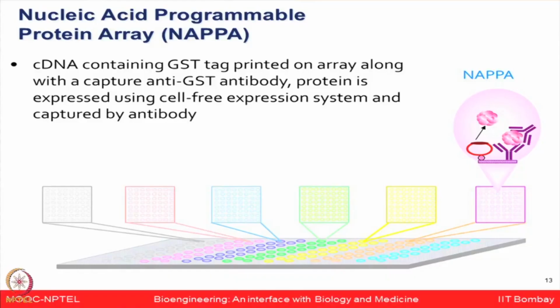So, people have taken, let us say, the cDNA containing the gene of interest, from which you want to make protein, and an approach which is known as NAPA, nucleic acid programmable protein array, has been used, where a capture antibody is immobilized along with your DNA or the gene of interest. Now, let us say your gene of interest contains a GST tag, so the capture antibody will be anti-GST, and then to immobilize them you have to use some other molecules, like a cross linker like BS3. To help the strong binding, you can use BSA.